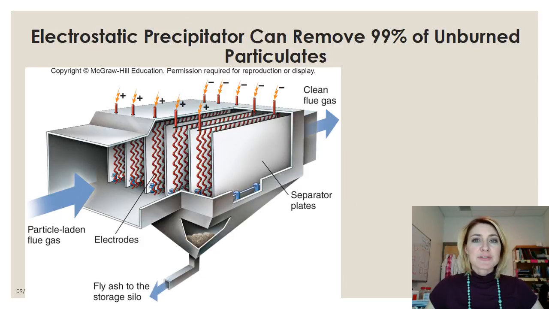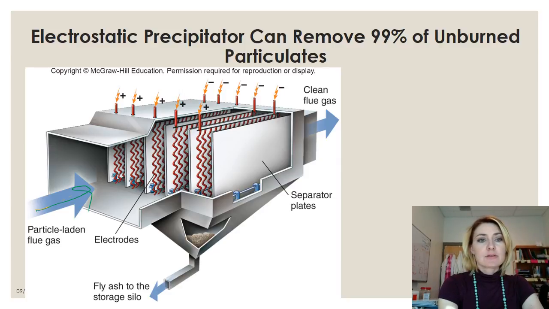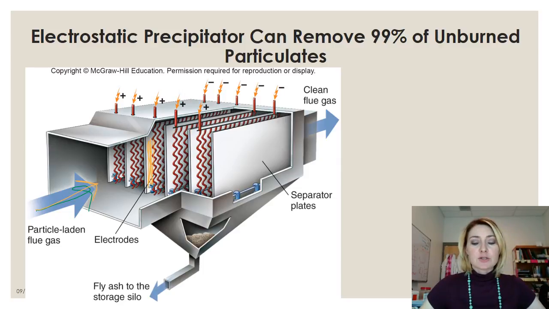Electrostatic precipitators can remove 99% of unburned particulates from the air. So the way these work is you take your particle-laden gas and send it into the electrostatic precipitator, and we have those electrodes, these plates. What these plates do is transfer a static electric charge to the dust particles and the smoke particles and whatever particles are in that gas that you send through them. So then they take on a charge.